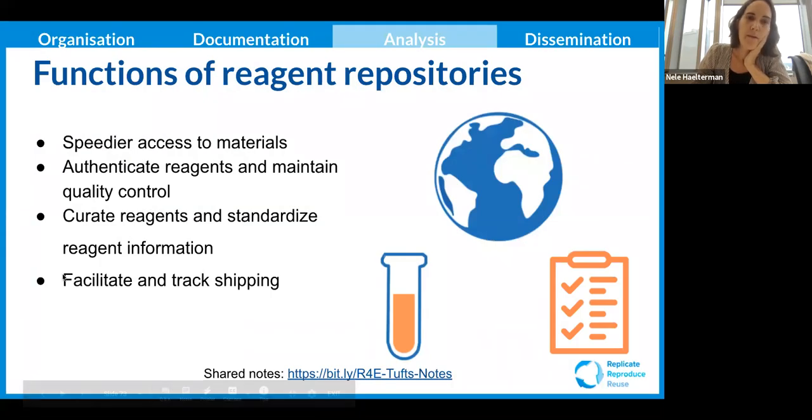So the goal of different reagent repositories is really to make materials accessible to everyone who wants to use them. They make sure that they do authenticate the reagents so that they know for sure when they send something out to you that it is the right thing, that it has the right quality, and that you'll be able to use it. And if this is not the case, then often they will actually help you problem solve, or they will send you a new reagent. They curate reagents, they standardize all the information that you need to be able to use it, and they also facilitate and track shipping.